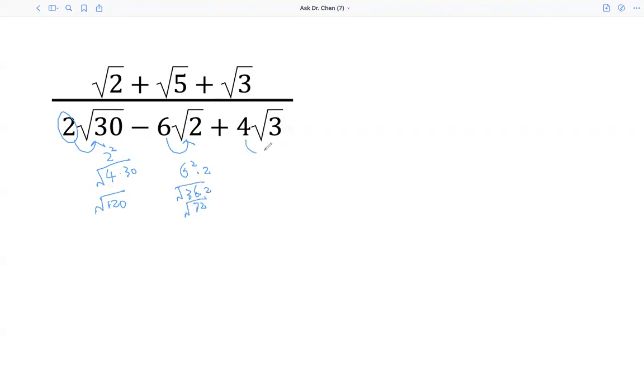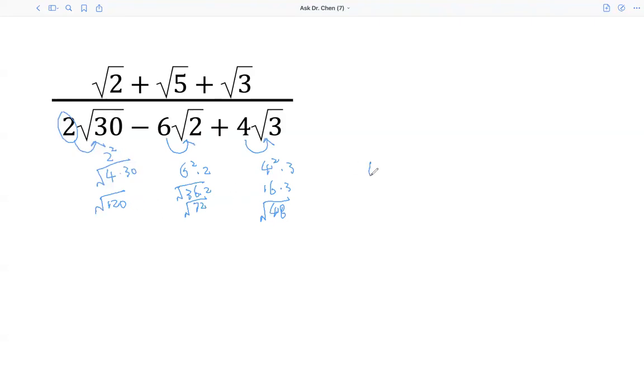Now let's see this one. 4 we push back in, 4 squared times 3. 4 squared is 16, times 3 is 48. Square root of 48. Okay, do we have a common factor of those 3? Let's write on the side.